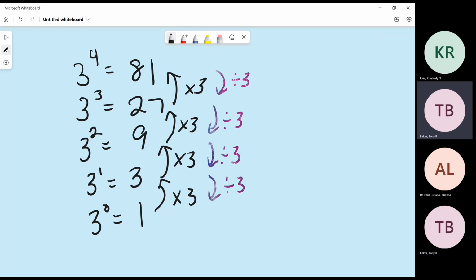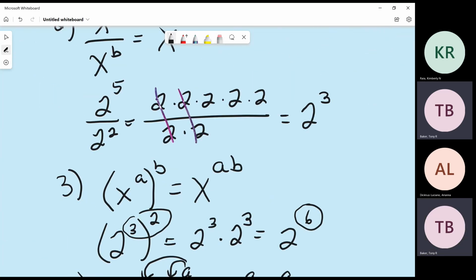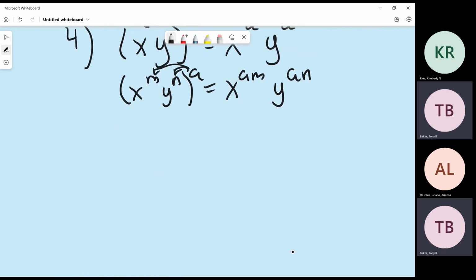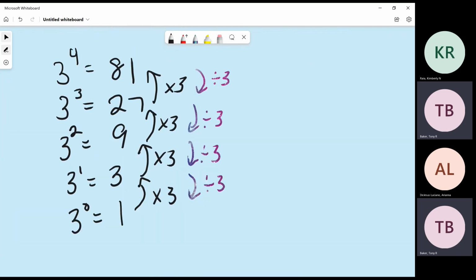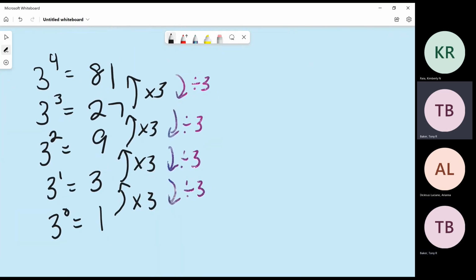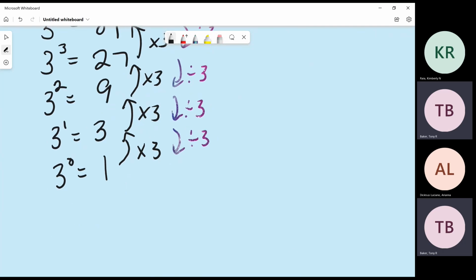So let me go over here, we'll write down the 5th rule before I go on to the 6th rule. The 5th rule is anything raised to the 0 power is always 1. Now we kind of understand the rationale behind that. But now, we'll look at the 6th rule, because if we continue this pattern, the next one down would be 3 to the negative 1, because I'm going 4, 3, 2, 1, 0, negative 1. That'd be the next one.